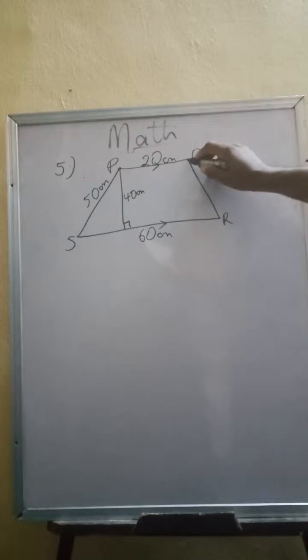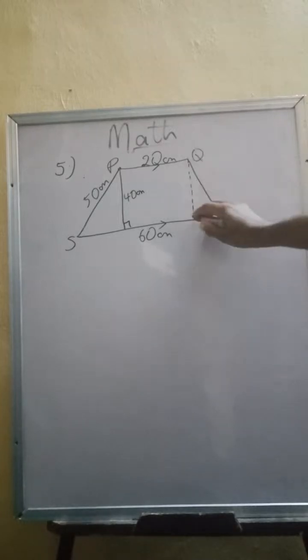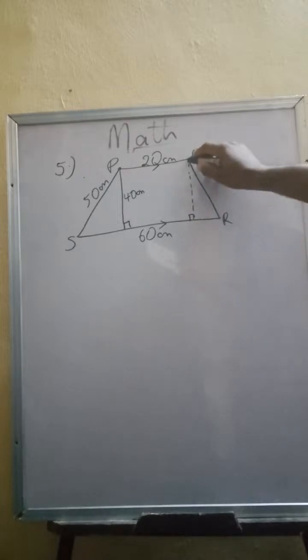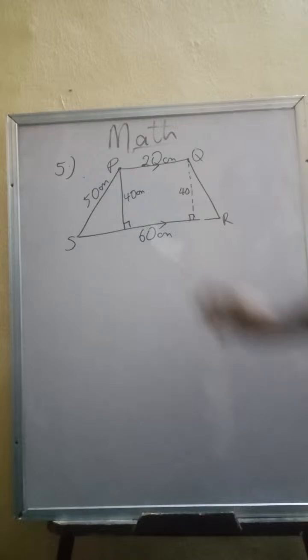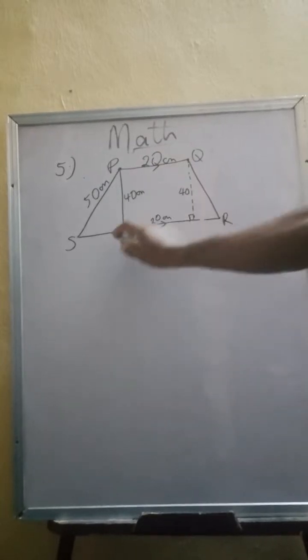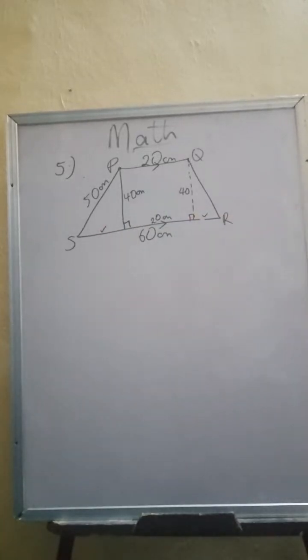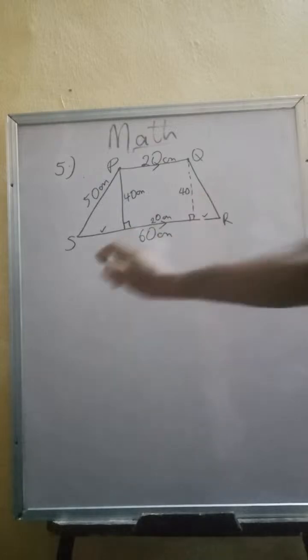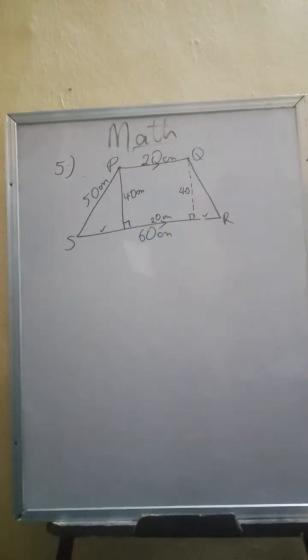Now we could equally do the same here. We could draw a perpendicular line to RS from Q, and it's still 40. So this part is 20 cm. Now it's up to us to find this and this. However, for the first question, it says find the area of the trapezium.